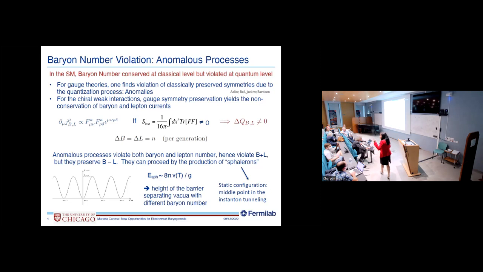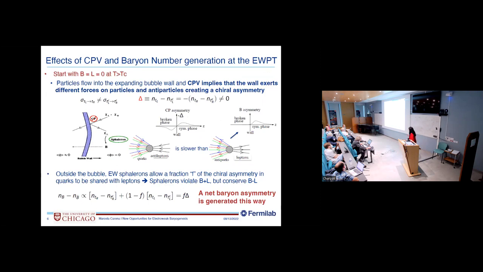Well, can I ask this? It's probably a very stupid question, but why do you have more quarks than antiquarks? That is exactly because of the CP asymmetry. But then you would need to explain the CP asymmetry. Yeah, the CP asymmetry means that this is different from zero. Because of CP violation, the forces on matter and antimatter are different at the wall. No, we want to explain the baryon asymmetry.